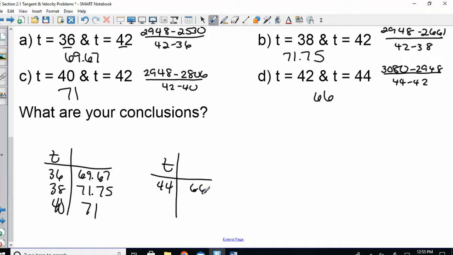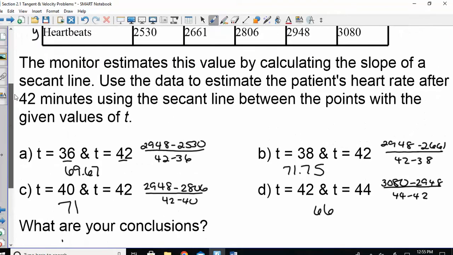Okay, we didn't do very many above, so it's hard to tell. But we would expect the true heartbeat to be somewhere in between those two. So what's your best guess? Probably somewhere between 71 and 66. Do I have enough information to pin it down exactly? No.